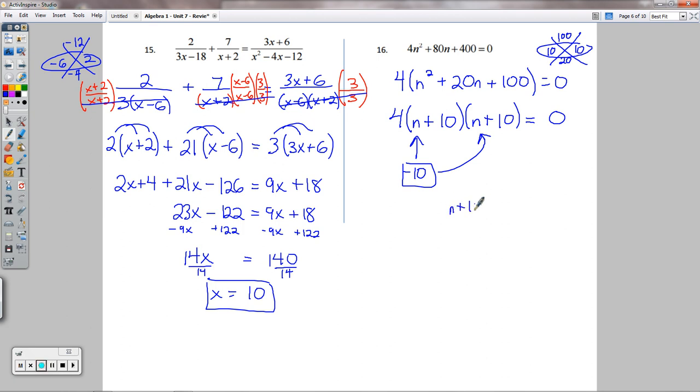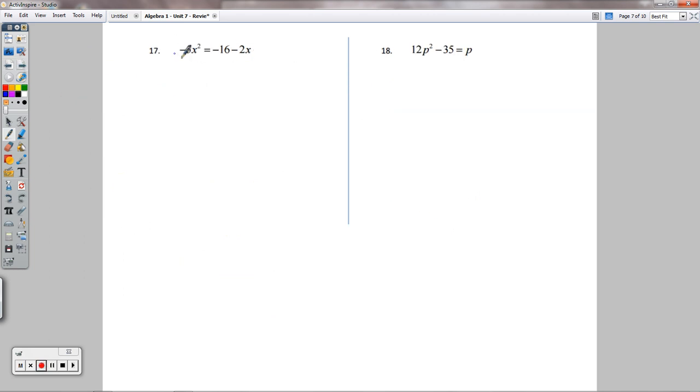If it helps you to write out the equation, so you're saying n plus 10 could equal 0, or another n plus 10 equals 0. So feel free to write that out if it helps you. Not something I need to see, but you could do that to get your answer. So you actually have what's called a double root there. You've got negative 10 showing up twice. Number 17. Well, we would need to, with quadratic formula or factoring, we need one side equal to 0.